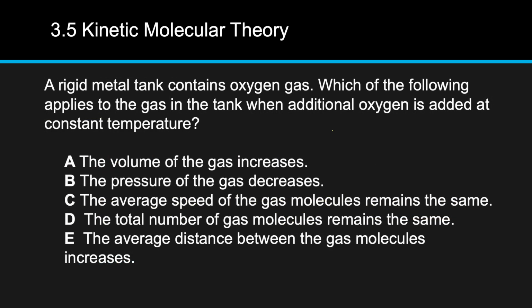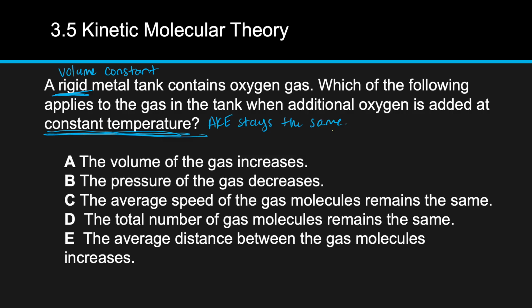All right, so let's do a multiple choice question. A rigid metal tank contains oxygen gas. Which of the following applies to the gas in the tank when additional oxygen is added at a constant temperature? I want you to think about two things from this question. The first one is that it's a rigid container. Rigid container means the volume is going to be constant. It cannot change because of the type of container it's in. The other thing I want you to notice is that it says constant temperature. And if we are at a constant temperature, we know that the average kinetic energy or the average speed of the molecules is not going to change because that can only change with temperature.